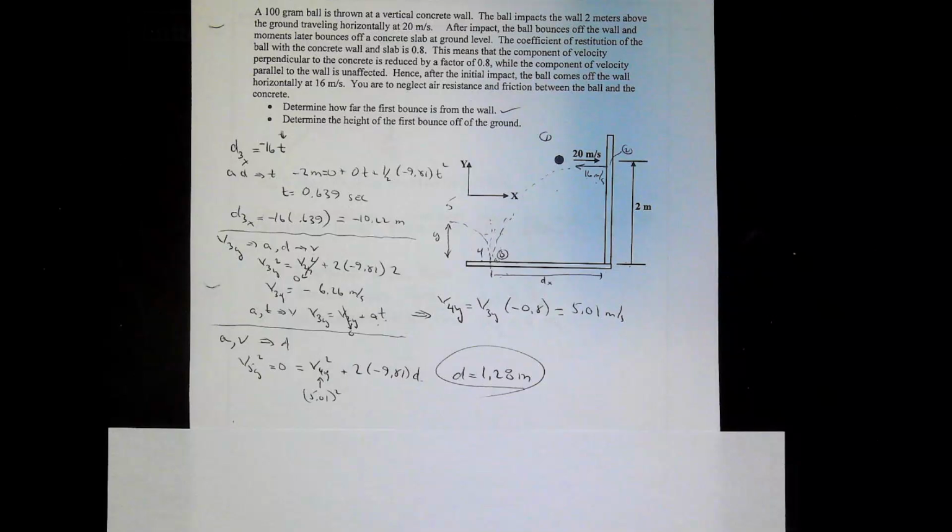I'm going to call this a 0 reference for right now. So this is minus 2 relative to that. That's fine. Plus 0t, initial y velocity is 0, plus 1/2 minus 9.81, because I'm in meters, t squared. Solve for t. T equals 0.639 seconds. Therefore, dx3 equals minus 16 times 0.639, which gives me minus 10.22 meters. And the first part is done.